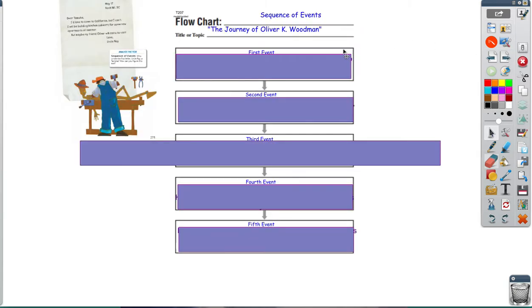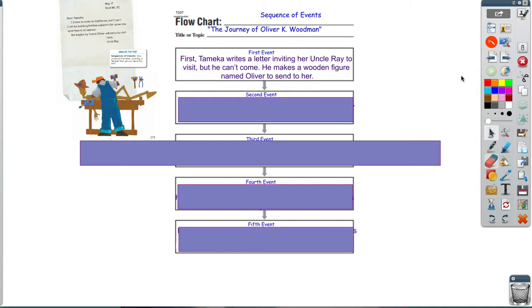I want you guys to tell me what happened in the very beginning of the story. Ask yourself, who does Tamika contact in her very first letter, and what does that person do after getting the letter? Go ahead, pause the video here and fill it in. Alright guys, so if you wrote that first, Tamika writes a letter inviting her Uncle Ray to visit, and then explains that he couldn't come, but instead he makes a wooden figure named Oliver to go to her, then you are correct. Remember, you don't have to write it exactly as I do, just as long as you get the most important information down.